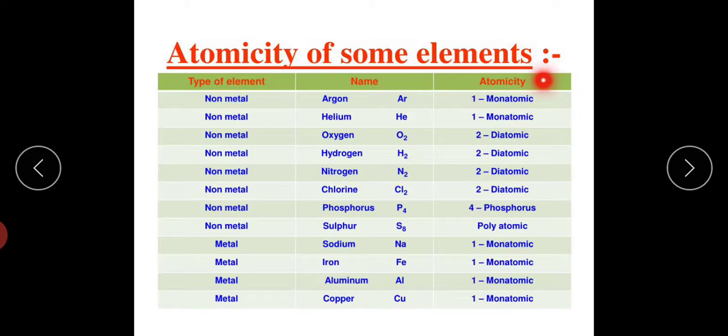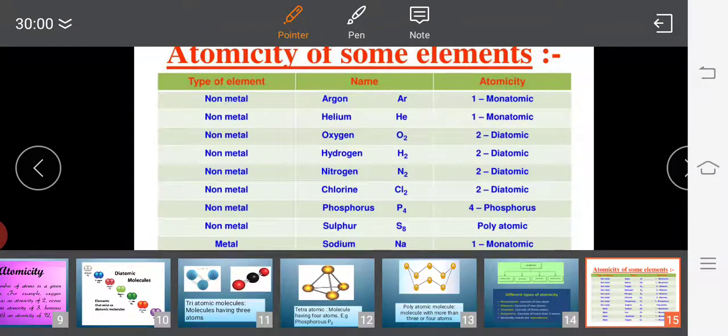Atomicities of some common elements are shown here. In this slide you can read argon, helium, they are monoatomic. Argon and helium both are inert gases. Then oxygen, hydrogen, nitrogen, chlorine, they are diatomic. Phosphorus has 4, so atomicity is 4. Sulfur, polyatomic. Sodium is a metal, monoatomic. Iron, monoatomic. Aluminium, monoatomic. Copper, monoatomic.